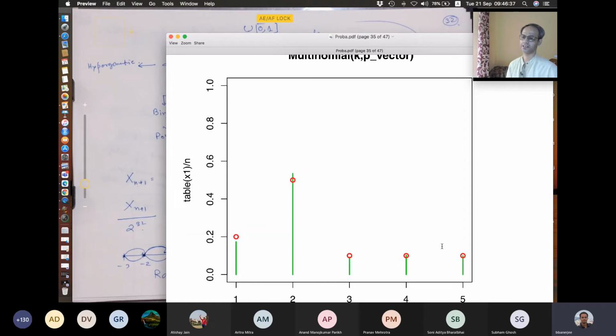Multinomial is just a generalization of discrete uniform. The probabilities are not the same for all of the cells. It can be different probabilities, with total probability 1. That's it. It is a very simple structure, but because of this flexibility, it has huge application.